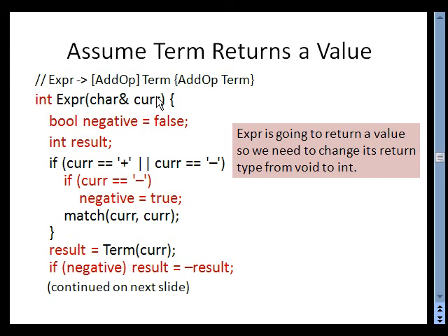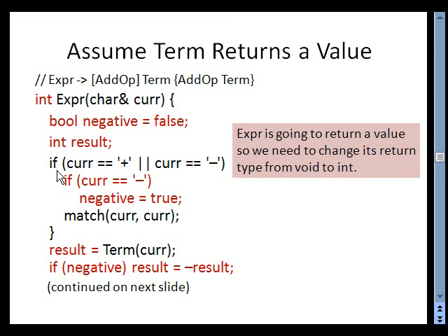And then when we call term and it gives us back a value, we're going to have to catch that value in a variable. So I have declared a variable right here of the same type that the function is returning, and I'm going to use that variable to put the value in as it accumulates, and then at the end I will return it.